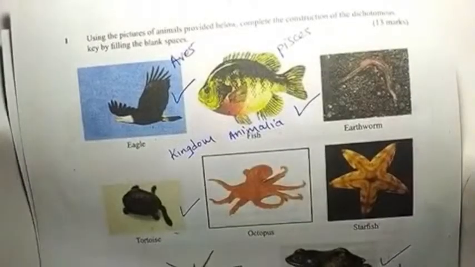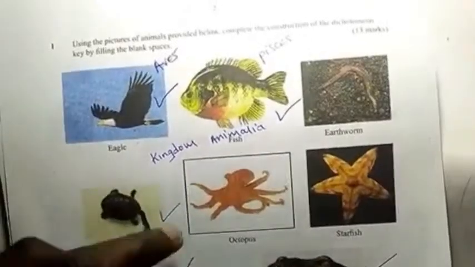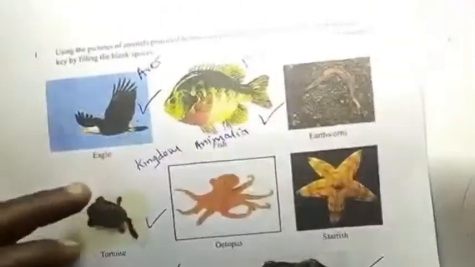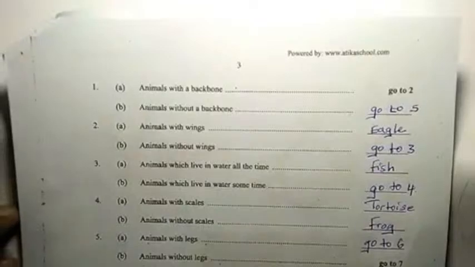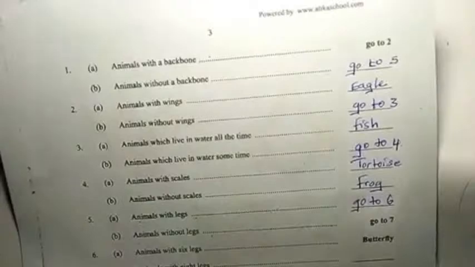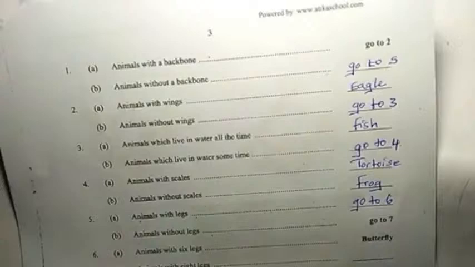Here for animals with legs, animals without legs. Here, because there are 2 with legs and 2 without, you write go to 6 because it's only one characteristic that can satisfy an organism, not 2. Now because you have gone to 6, you say now for 6 go to 6. Say animals with 6 legs, animals with 8 legs.